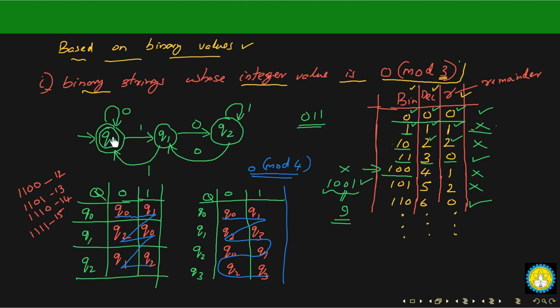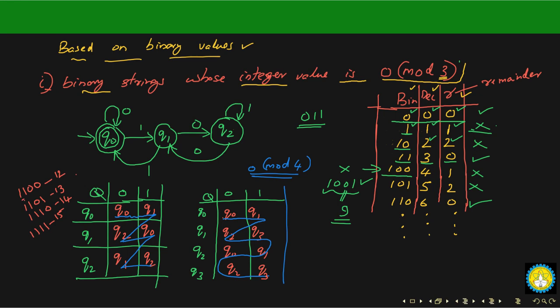Similarly, we designed the DFA in such a way that if the binary string ends in Q1, it means that the remainder is going to be 1 upon division by 3. And if the binary string ends in Q2, then the remainder is going to be 2. Let's go through some examples and understand that.